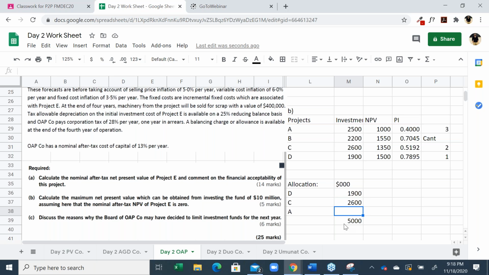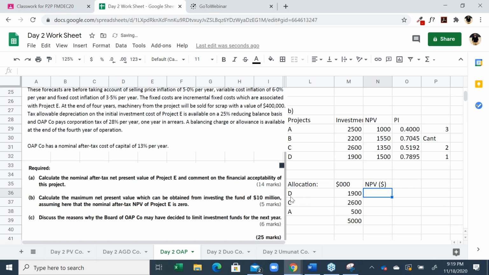Now we are left with, we had 5 million of investment, of which we have invested 1900 in D and 2600 in C. So the leftover amount of investment will be $500,000, and this should be invested in A. Okay, now let's calculate NPV.